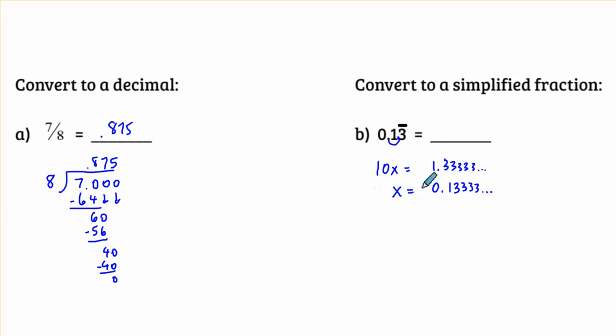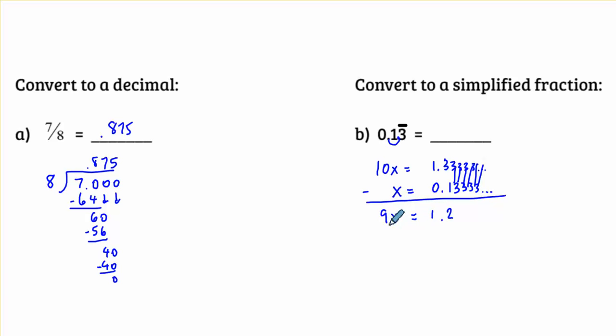Okay, at this point I'm subtracting one equation from the other. 10x, take away an x, is 9x. Now you have to be really careful here, guys, because these 3's are all going to cancel out until you get to this point here. And you have to stop because this is 1.3 and we're subtracting 0.1. So 3 minus 1 is 2. So we wind up with this equation, 9x equals 1.2.